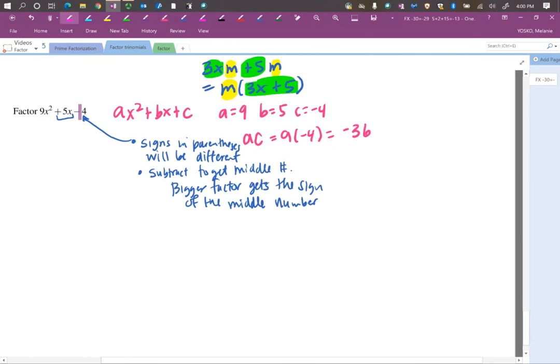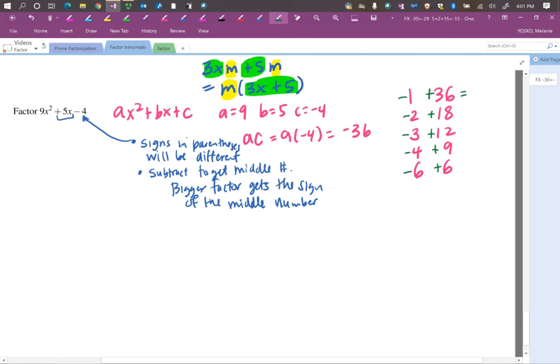Okay, so the third sign, negative, tells us the signs in parentheses will be different. And we're going to subtract to get the middle number. The bigger factor gets the sign of the middle number. So we found our AC product was negative 36, so we write the factors of 36. 1 and 36, 2 and 18, 3 and 12, 4 and 9, 6 and 6. And we know the bigger factor gets the sign of the middle number, which is a plus. So the bigger factor gets a plus, and signs are going to be different, so we have a negative for the smaller one.